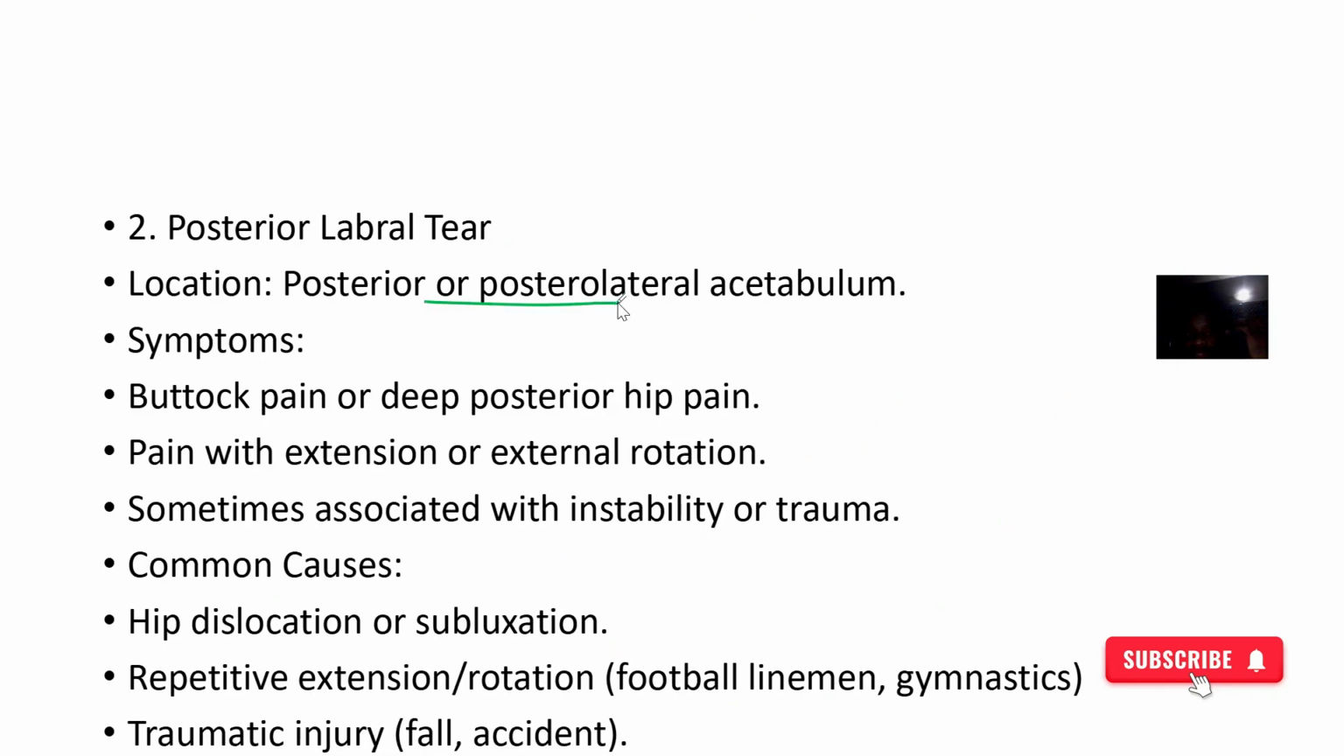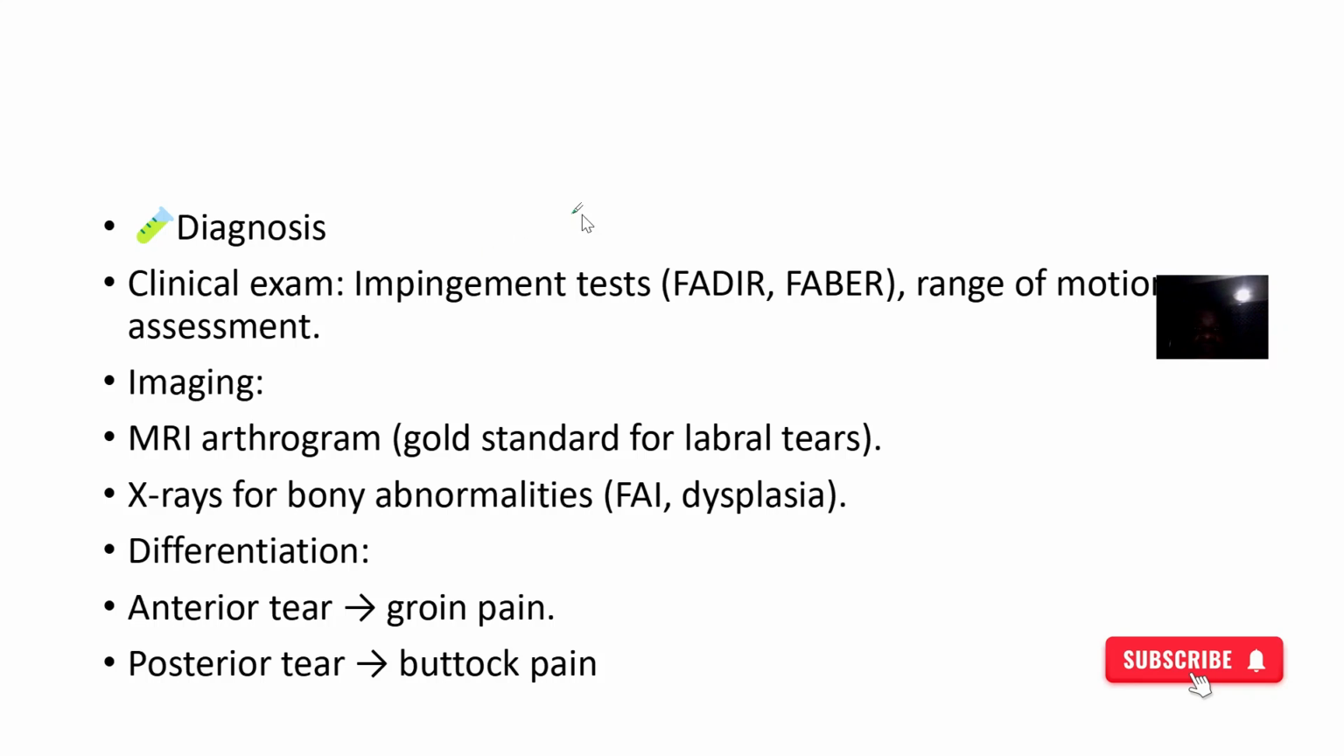Okay, so this one is more of pain in the buttocks, pain with extension when you're trying to move your leg to the back. Sometimes it's associated with instability. It could be due to hip dislocation or subluxation, repetitive sports around that side, or traumatic injuries. So you diagnose it using the FADIR test or the FABER test.